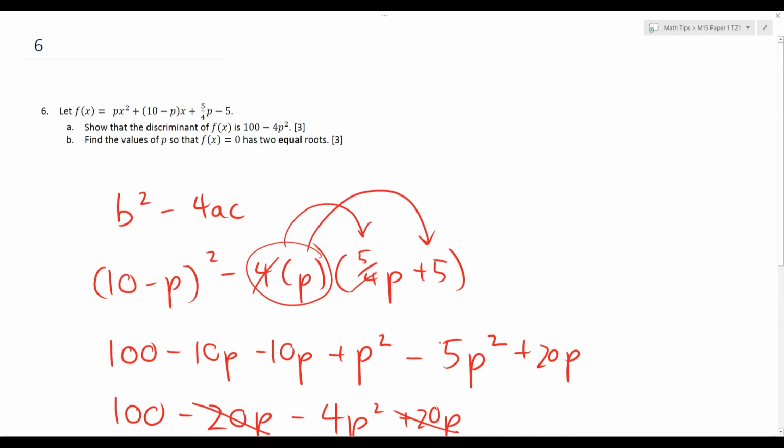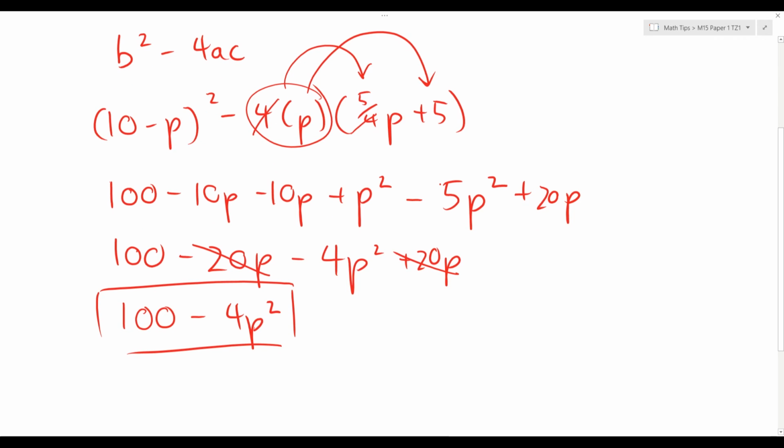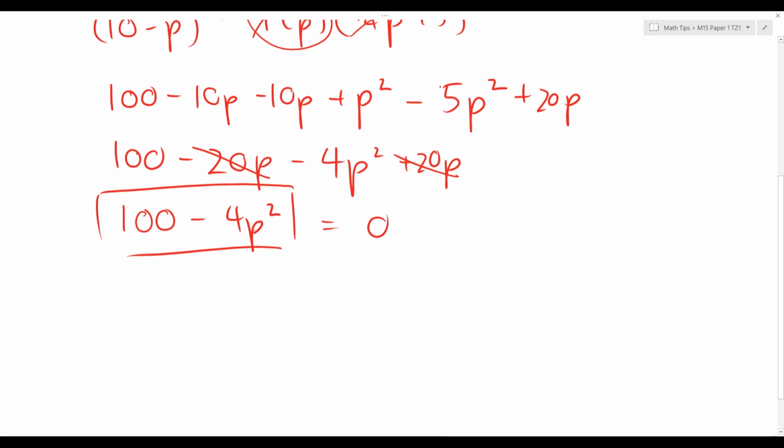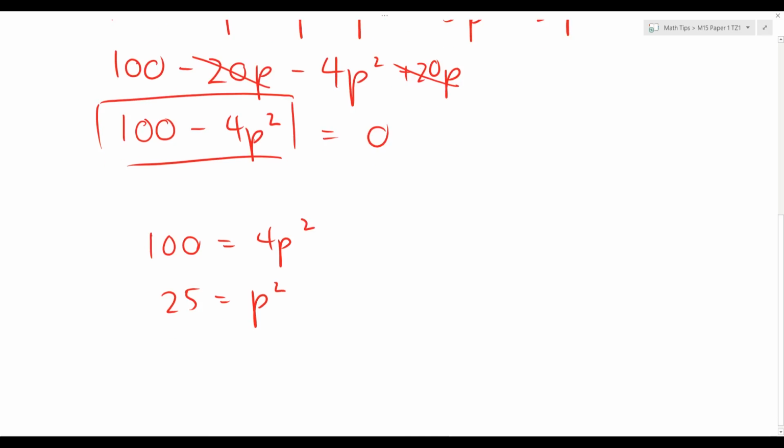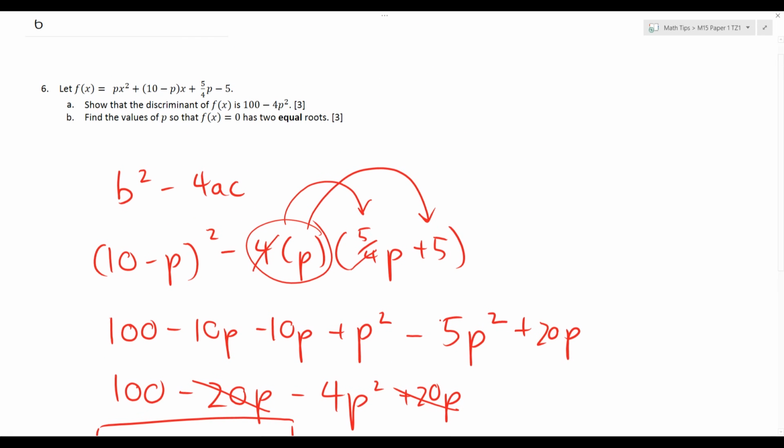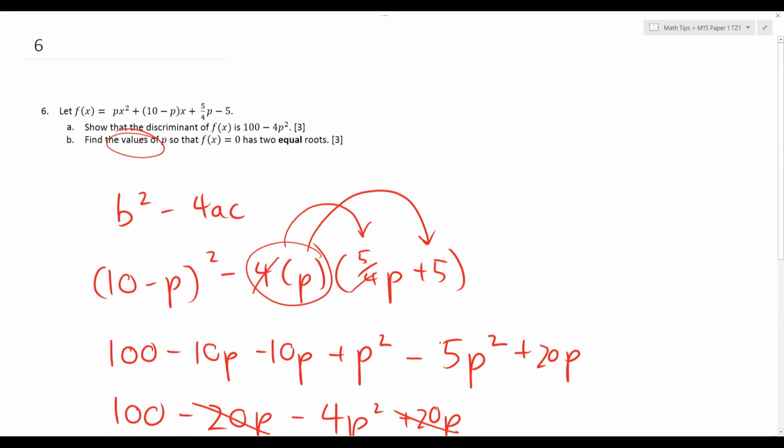Moving on, find the value of p so that f of x has 2 equal roots. 2 equal roots simply means that the discriminant equals 0. Okay, so now what we're going to do is, that was simple, we're going to move it over, and then we're going to divide it over. 25 equals p squared, and therefore p equals 5. Obviously, we need to add the plus or minus to get the correct answer, because the question says find the values.